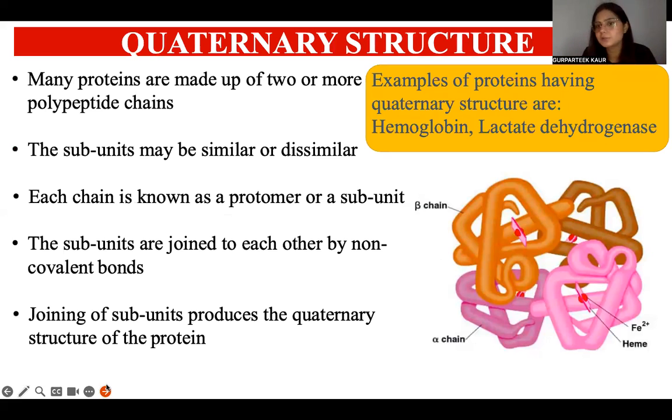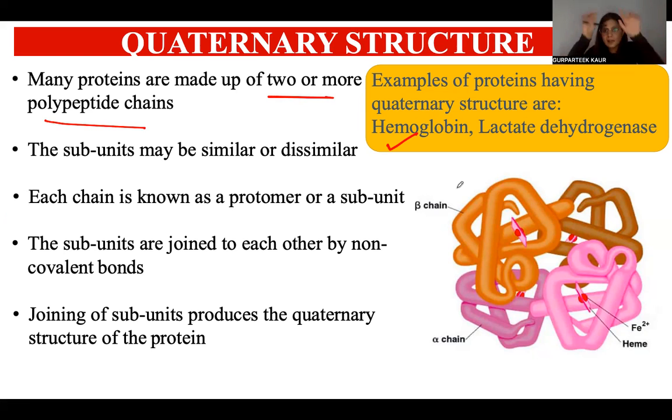Next is the quaternary structure. What is quaternary structure? Quaternary structures are the structures that are made up of two or more polypeptide chains. And the most important example of this is hemoglobin. Now, hemoglobin is made up of four individual peptide chains. They are different peptide chains.